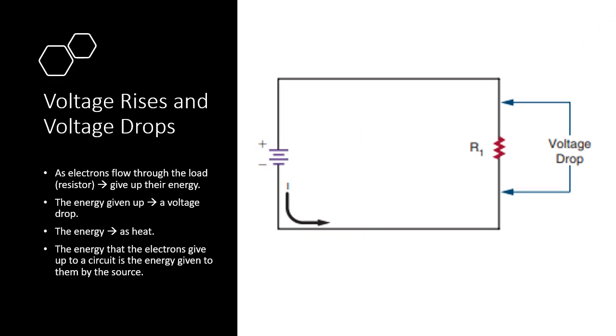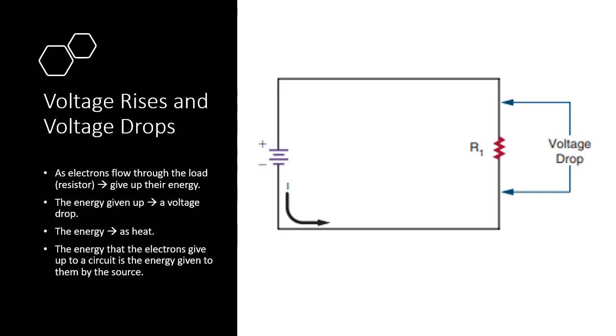As the electrons flow through the circuit, they encounter a load, some resistance to the flow of electrons. As electrons flow through the load, they give up their energy. The energy given up is called a voltage drop. As in figure, the energy is given up in most cases as heat. The energy that the electrons give up to a circuit is the energy given to them by the source. To repeat, energy introduced into a circuit is called a voltage rise. Energy used up in a circuit by the load is called a voltage drop.